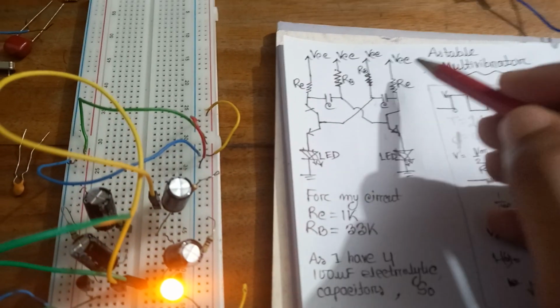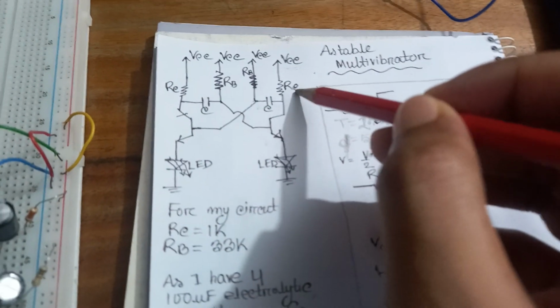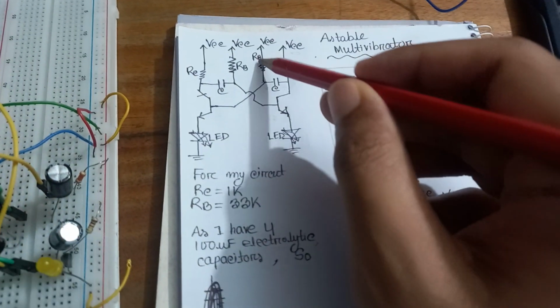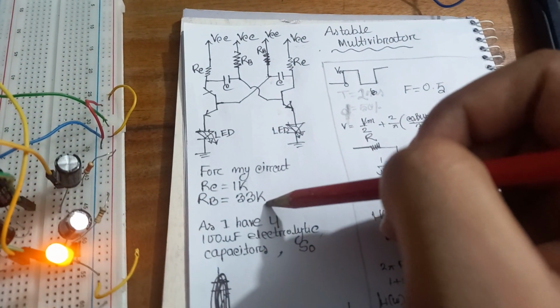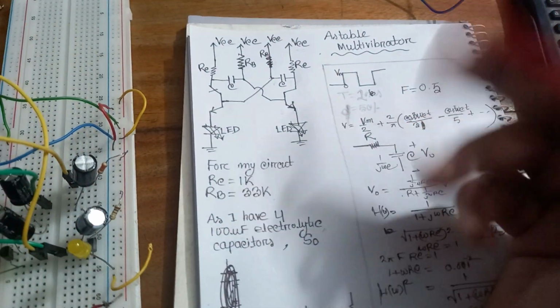This is an astable multivibrator made by me, and this is the circuit diagram for this circuit. For this circuit, I have taken this VCC. It's actually 5.7 volts, which has been taken from this battery. And this RC, you can see RC is 1K and RB is greater. It's 33K. You can choose whatever you want, but take RB many times greater than RC.